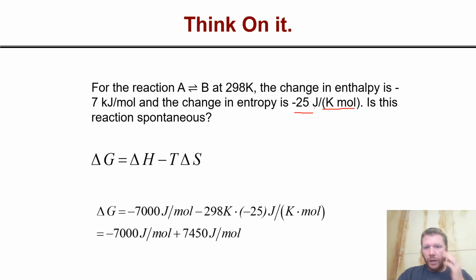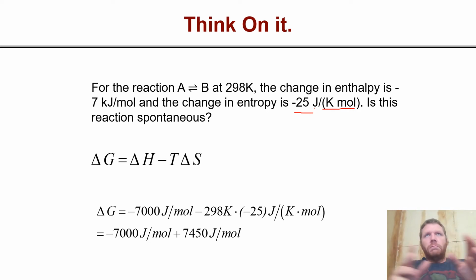If you look at our units for entropy, it's negative 25 joules per Kelvin mole. So negative 25 times 298 is negative 7,450, and since it's minus T delta S, subtracting a negative becomes positive. So negative 7,000 joules per mole plus 7,450 equals delta G of positive 450 joules per mole.